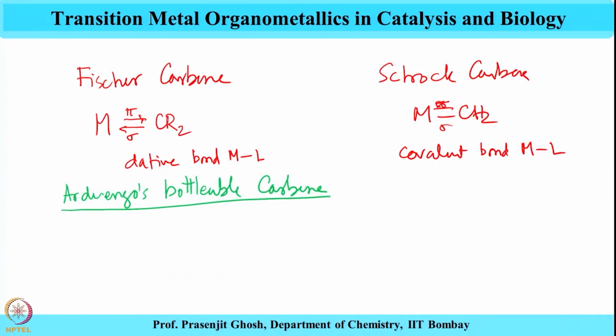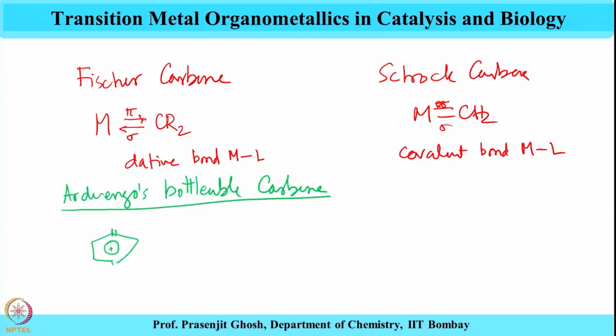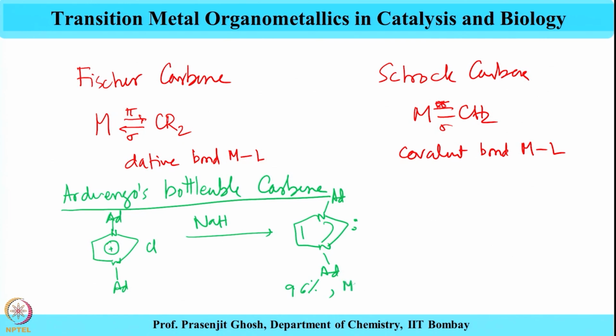So, this Arduengo's bottle-able carbene became a big hit in the area of homogeneous catalysis, and we will just take a brief moment to discuss these carbenes in a bit more detail. Arduengo synthesized these from their imidazolium chloride salt in presence of sodium hydride as a base, which resulted in formation of this singlet stable carbene in 96% yield, and it is very stable with a melting point of about 240 degree centigrade.